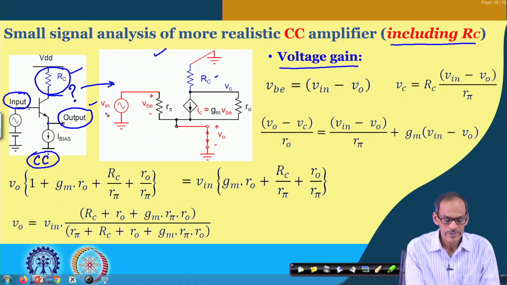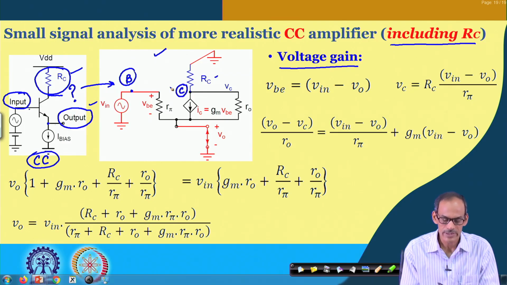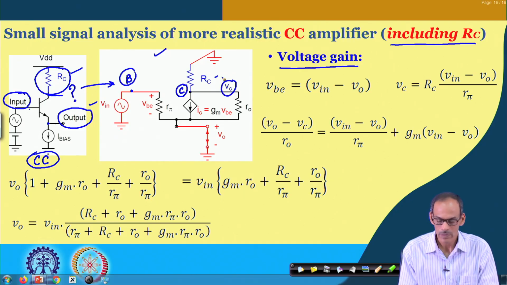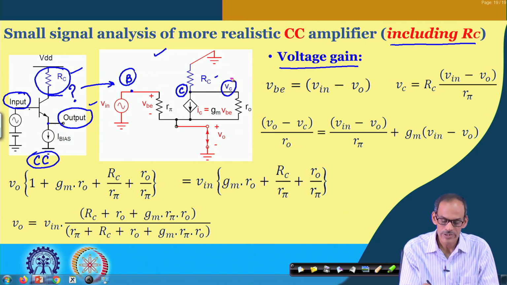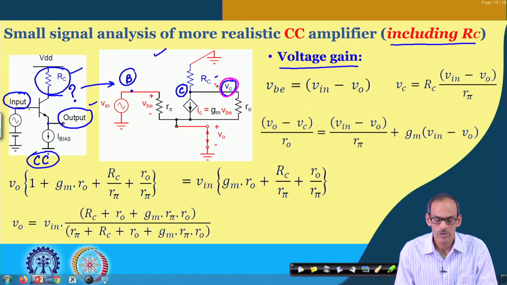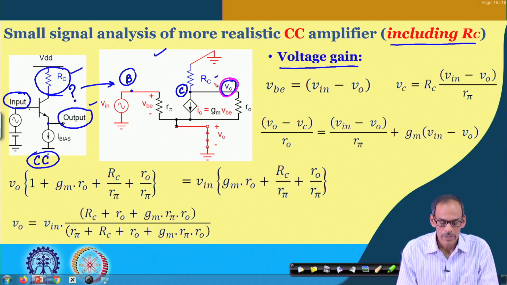The input voltage V in we are applying at the base, and then we do have the collector terminal, which is not AC ground, rather it may be having a signal called, say, V C. So, this is a very important change compared to our previous analysis. We do have a non-zero value of V C, and the rest of the things are the same.